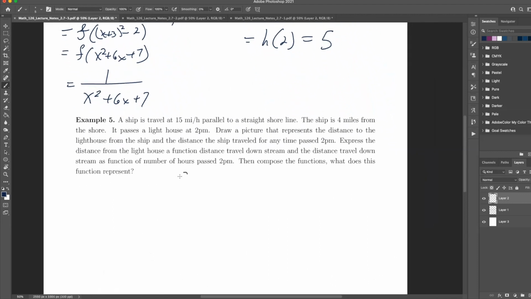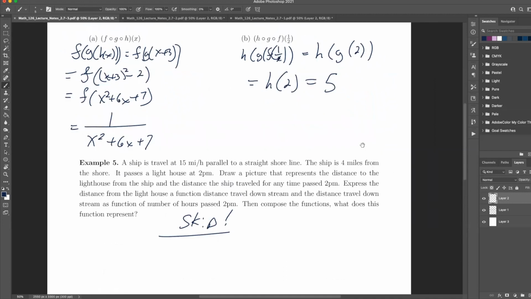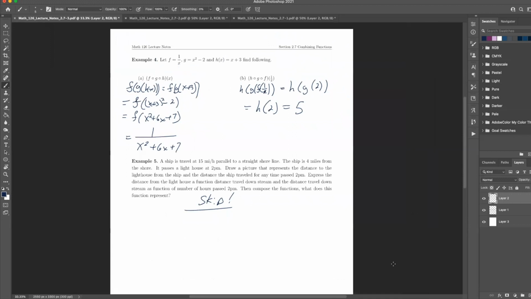And since we're out of time, we'll go ahead and skip the word problem. It takes about, I don't know, like 5 minutes to go through. So we'll go ahead and skip it for the day. That way I can get you out on time.